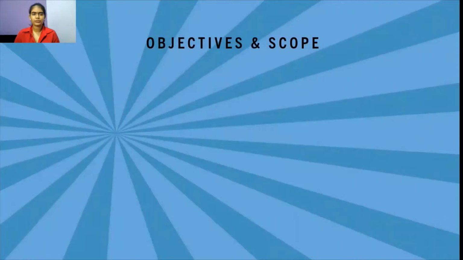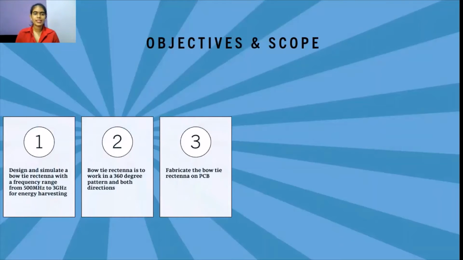Objectives and scope. Objectives and scope are the main parts of the project. Design and simulate a bowtie rectangle with a frequency range from 500 MHz to 3 GHz for energy harvesting. The bowtie rectangle is to work in a 360-degree pattern and in both directions. Fabricate the bowtie rectangle on PCB.